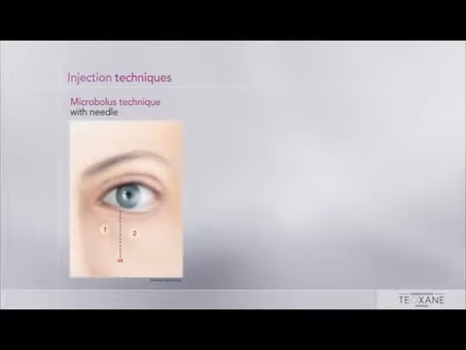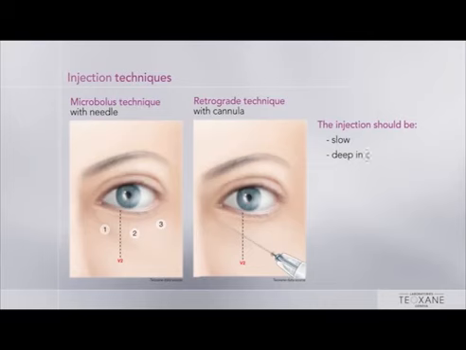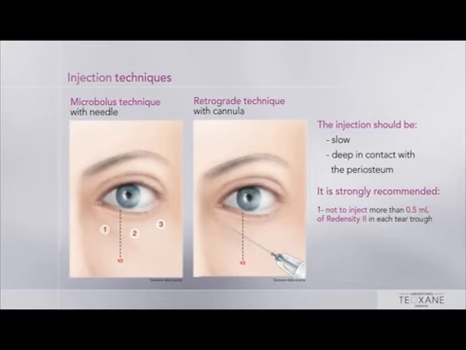There are 2 techniques of injection: microbolus with needle or retrograde with cannula. The injection should be slow, deep in contact with the periosteum. It is strongly recommended not to inject more than 0.5 milliliters of Redensity 2 in each tear trough and palpebromalar groove, whatever the technique used. It is also strongly recommended to undercorrect during the first session by injecting less than 0.5 milliliters and then see the patient 1 month after for touch-up only when necessary.